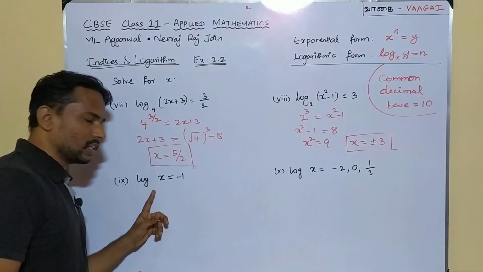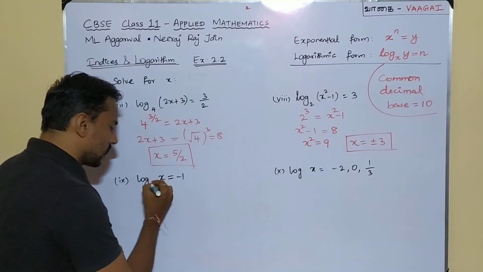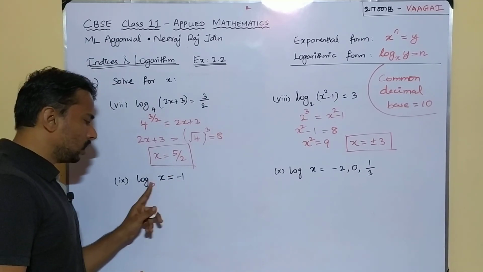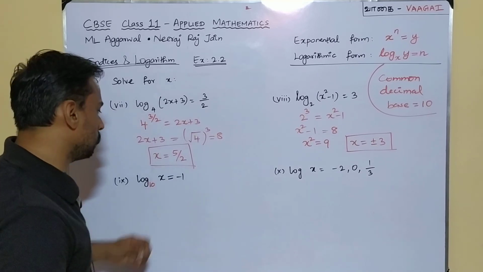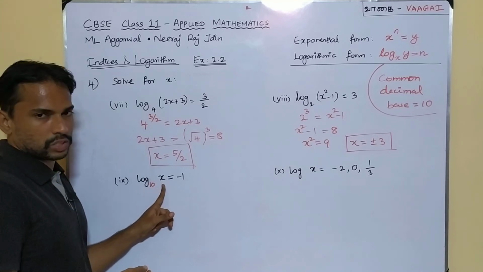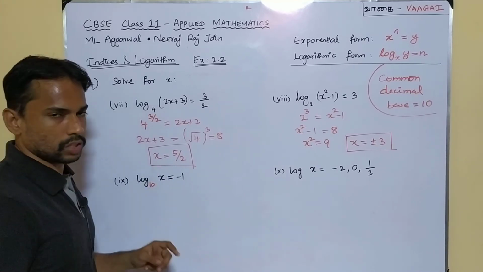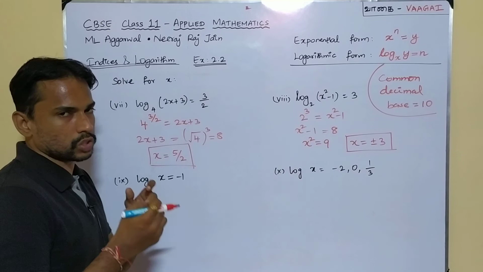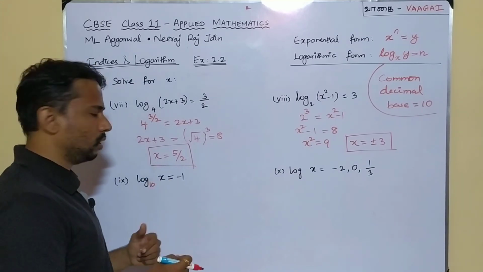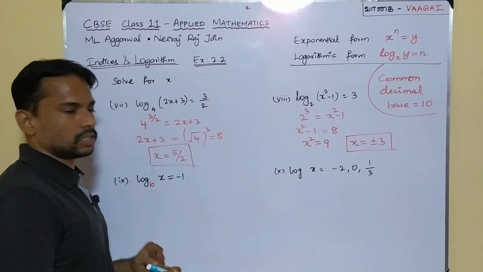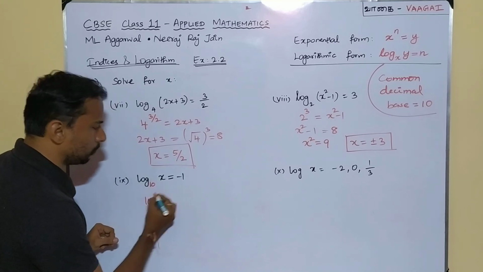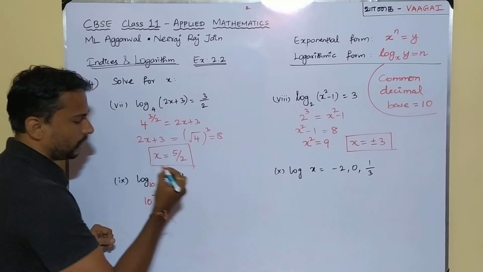So when the base is not mentioned, we ourselves can insert that base as 10 here. So this means log x to the base 10 is equal to minus 1. Very simple. While reading, they call it common logarithm of x, common log of x, or decimal log of x. The very frequent word they use is common log. So common log of x is equal to minus 1, and we have to insert this base as 10. Now we can proceed as usual. So when we proceed, we will get 10 to the power minus 1 is equal to x, is it or not?